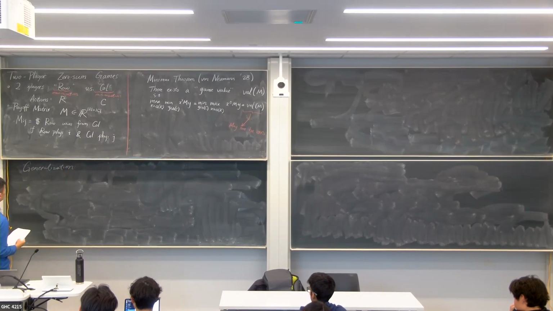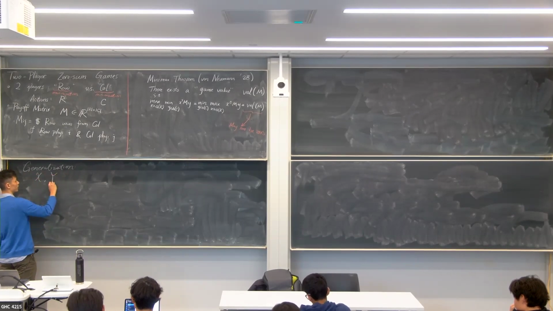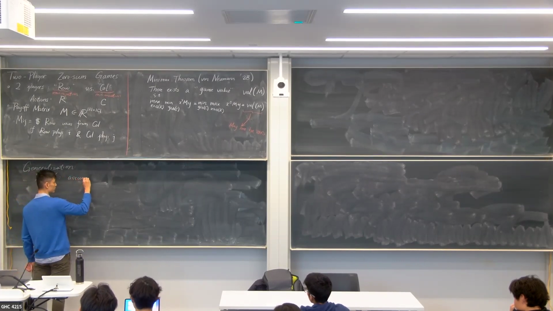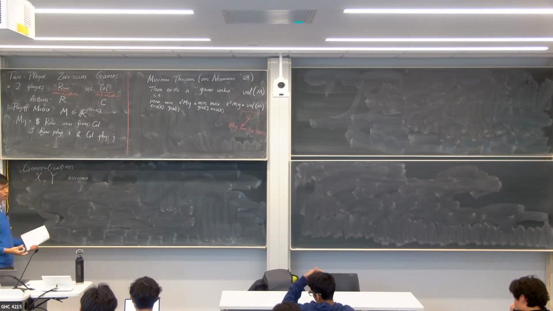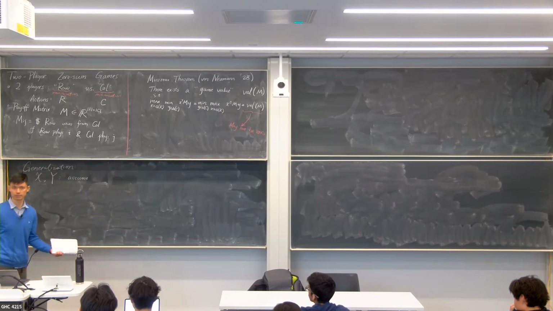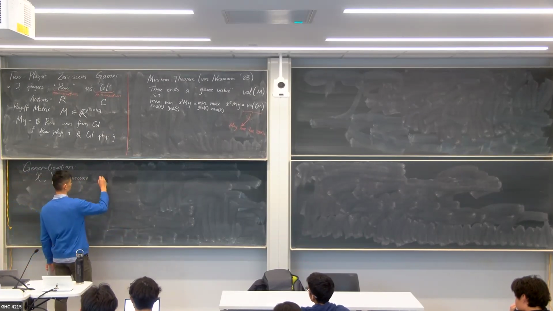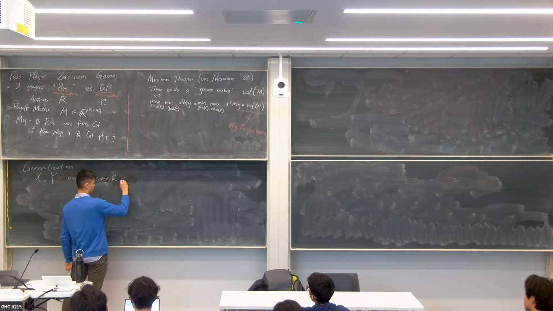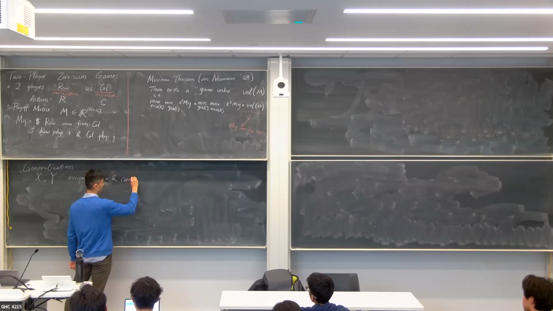So here, I would just think about X and Y as the strategy space, and I assume these are just continuous sets. Assume them to be convex and compact.